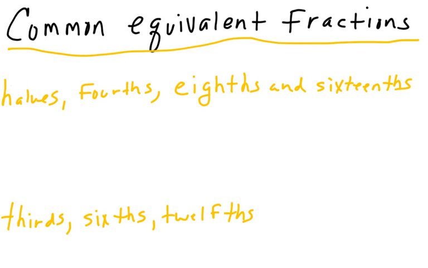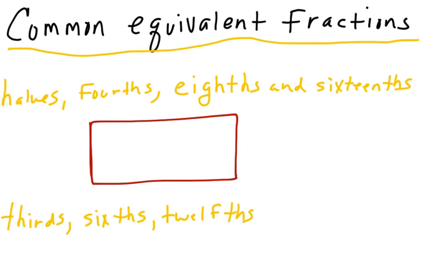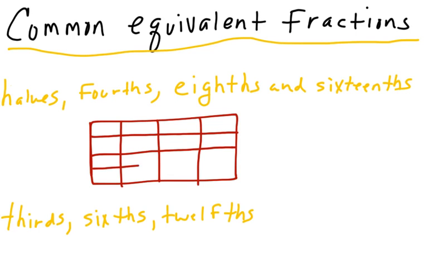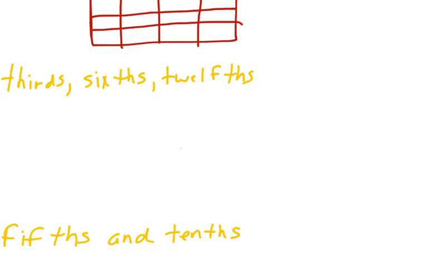Here are some common equivalent fractions. Halves, fourths, eighths, and sixteenths are all common equivalent fractions because you can take a little box, just like this. You can split it in half. Then you can split it in half again to make fourths. Then again to make eighths. Then you can split those in half again to make sixteenths, which is why those fractions are commonly equivalent to each other.